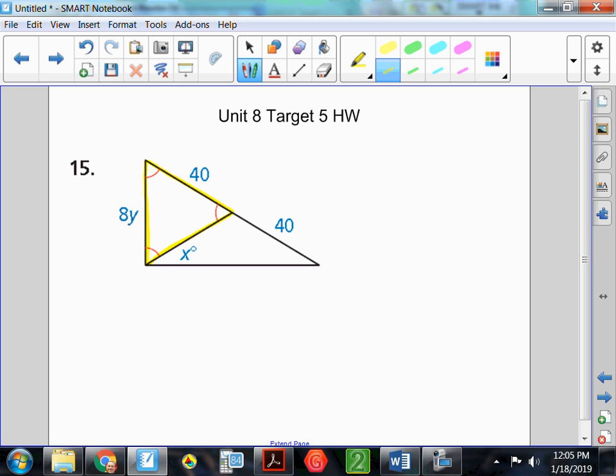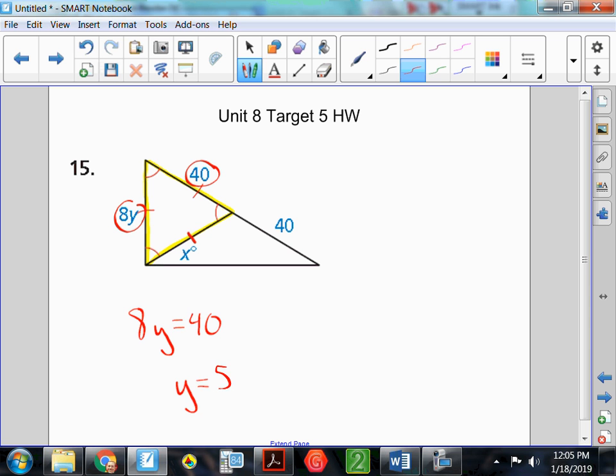But one thing I know about an equiangular triangle is that if all the angles are the same, we also know all the sides are the same. So that's going to tell me that 40 and 8y have to be equal to each other. So if 8y equals 40, then y equals 5.